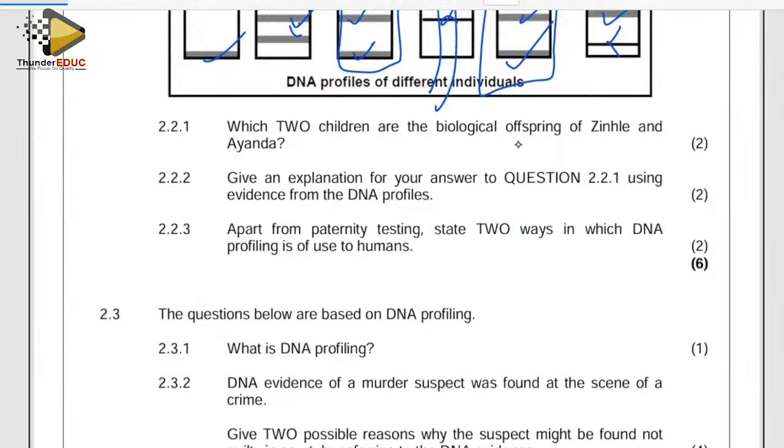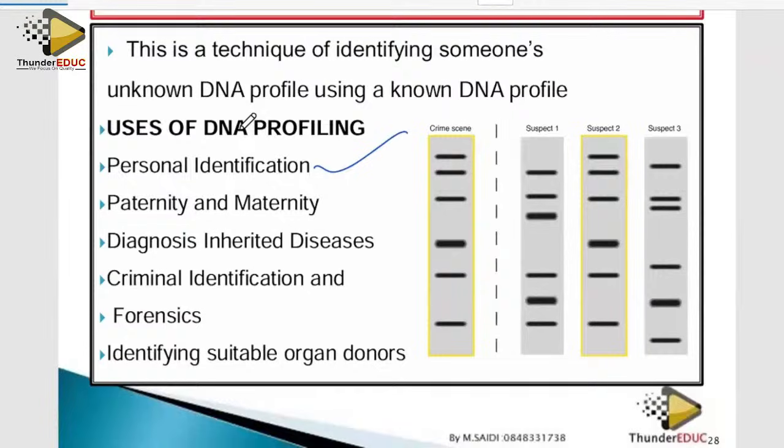Apart from paternity test, state any other way in which DNA profiling is used in human beings. They are basically looking for the uses of DNA profiling apart from paternity test. Identifying crime. Forensics, for identification of human remains. Talking about personal identification.